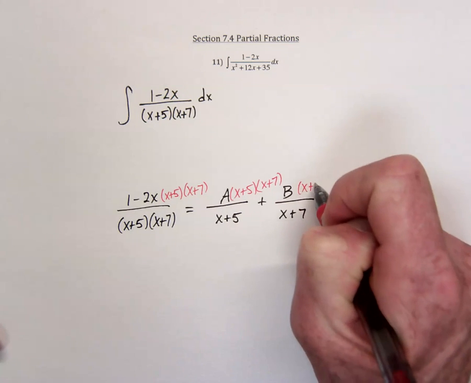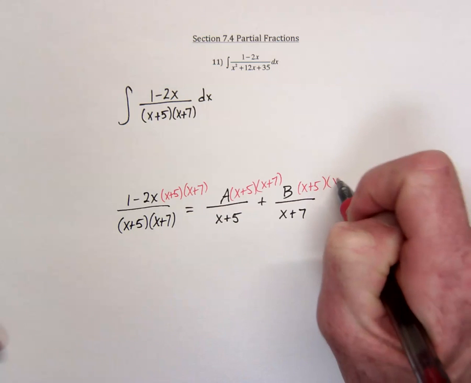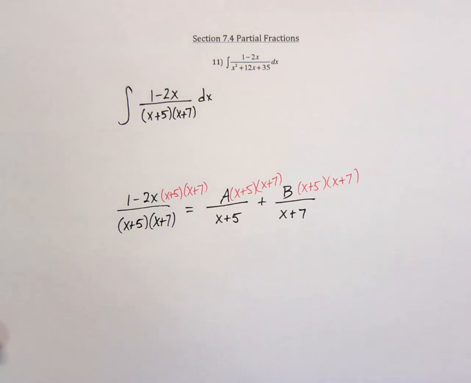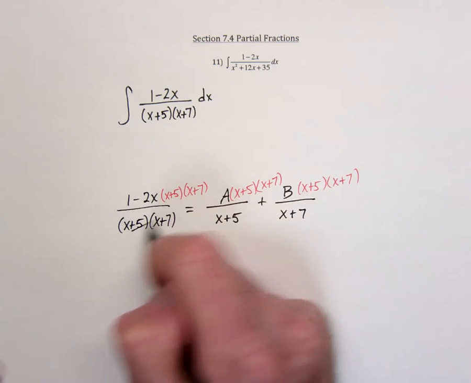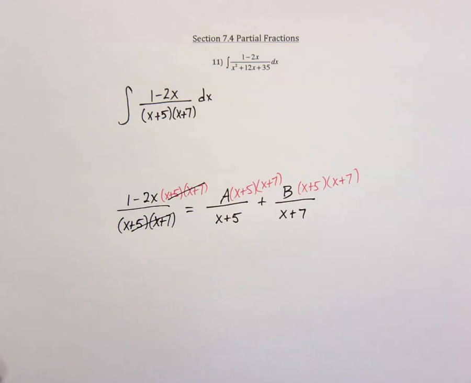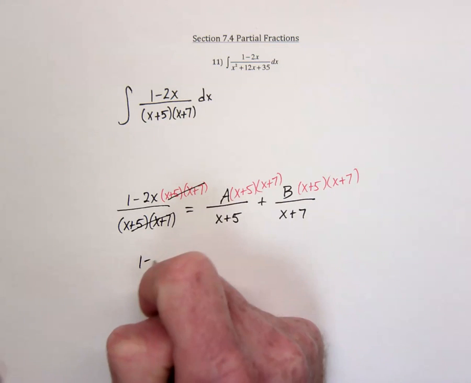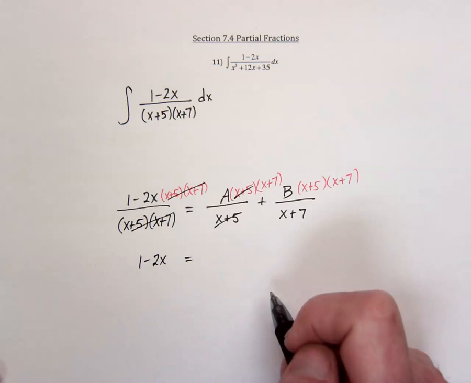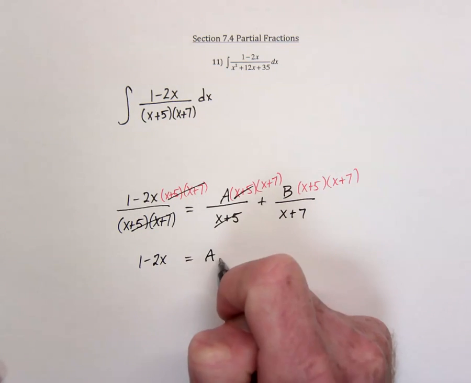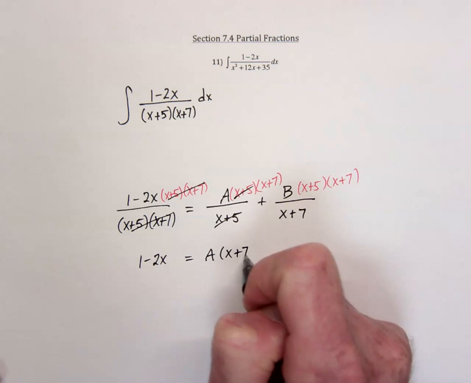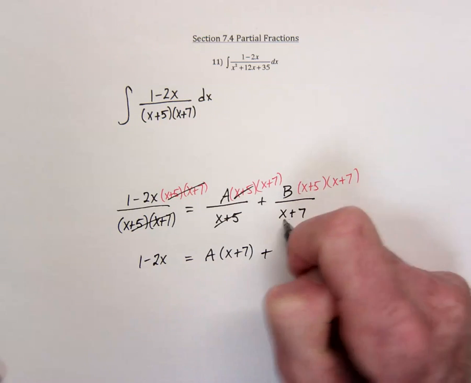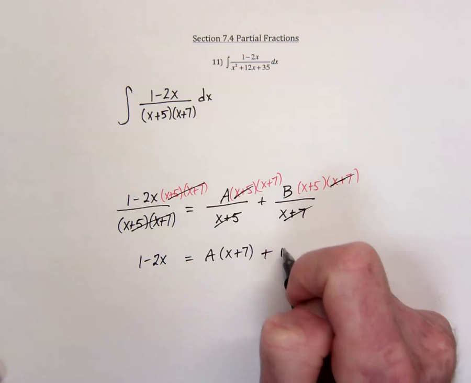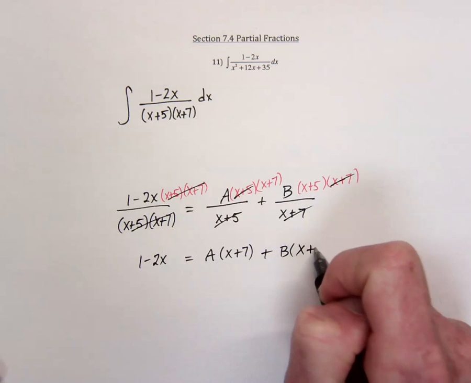It takes a little bit of writing, but it pays off because a lot of stuff will cancel. So over here, the whole LCD cancels, leaving just the numerator 1 minus 2x. x plus 5 and x plus 5 will cancel, so we're left with A and an x plus 7. Over here, the x plus 7's cancel, and we've got B times x plus 5.